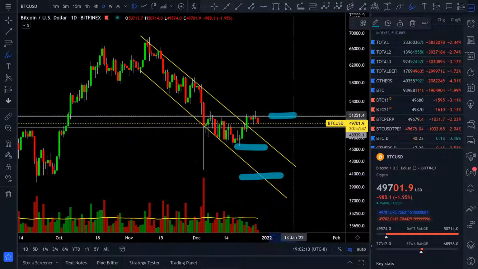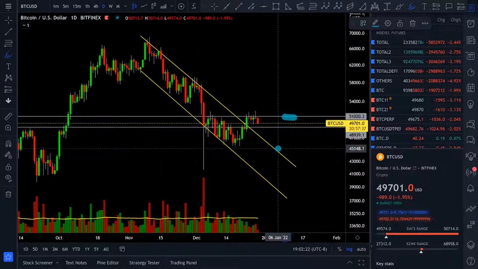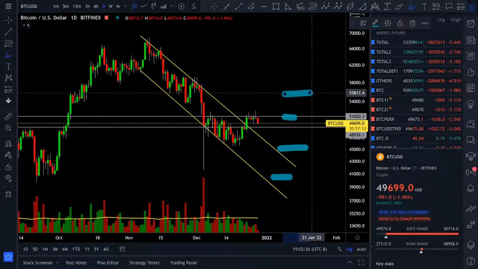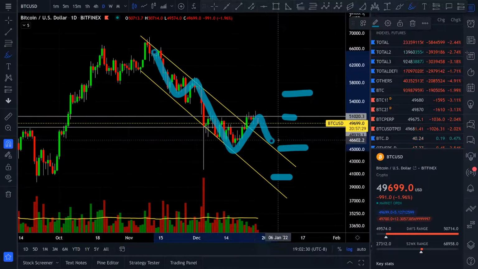So these are the three big levels. If you're in my free Discord, I just released that weekly watch list about 30 minutes ago. These levels, very easy levels psychologically: 50,000, 45,000, 40,000, 55,000. Just very easy psychological numbers, and it just matters where the price is going to go right now.